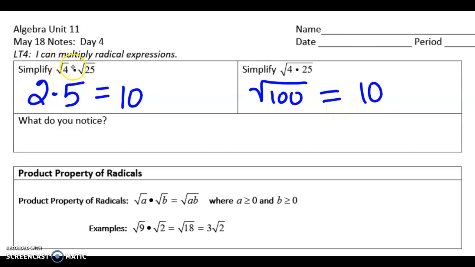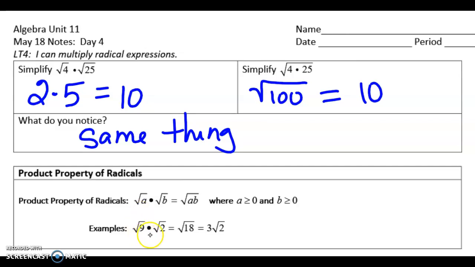These two things are equivalent. So if you have the square root of 4 times the square root of 25, it's the same thing as the square root of 4 times 25. So we should have noticed they were the same thing. That leads us to the product property of radicals, where you have the square root of a times the square root of b. It's equivalent to the square root of a times b. And we need these to be positive numbers here, not integers, positive numbers.